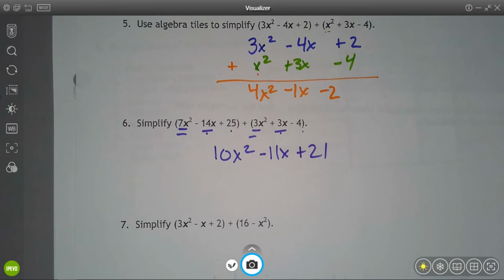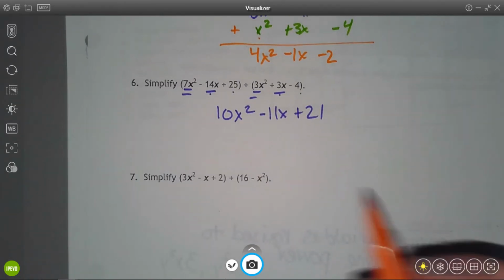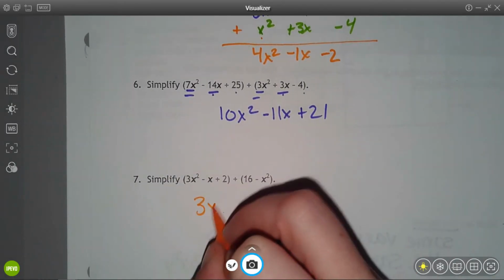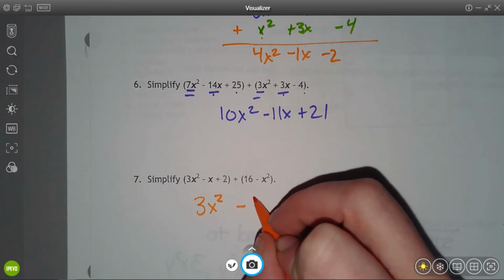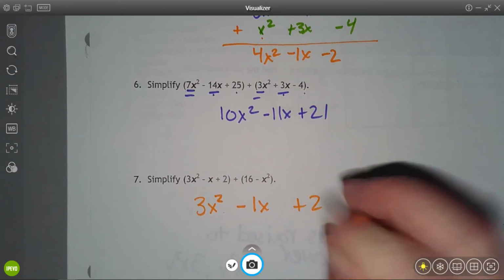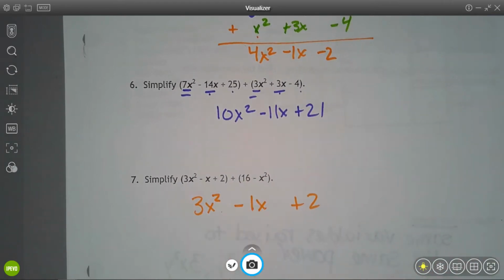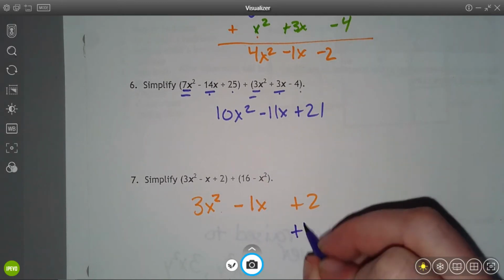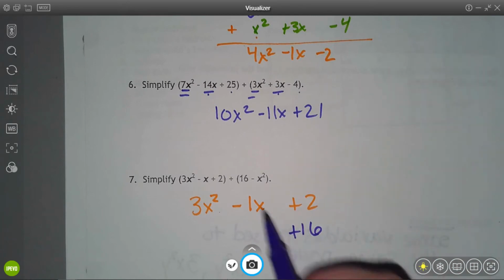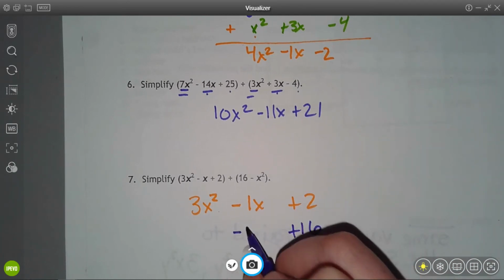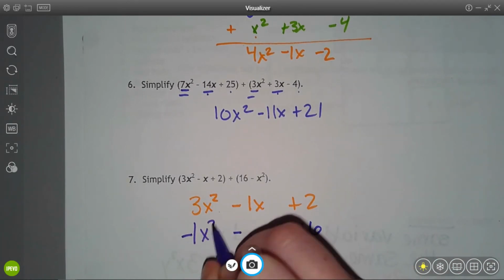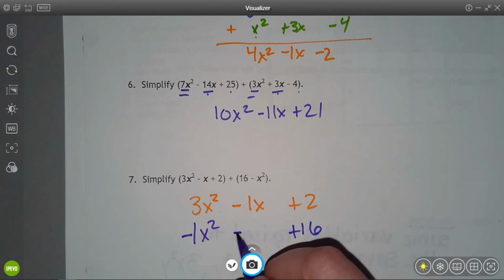Over here, I'm going to go ahead and line these up for you to see. 3x squared minus 1x plus 2. Be careful here. You have to line them up with what it looks like. This is a plus 16, so that's going to go over here with the other constant. And this is a negative 1x squared. There is nothing. Okay? Leave this blank. Don't put a slash through it like me.